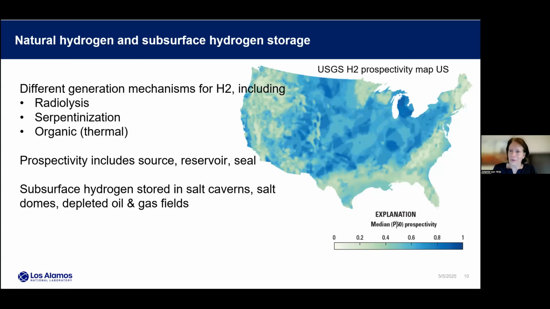Many rift zones on Earth, or portions of rift zones, may be good places to look for natural hydrogen or to store natural hydrogen underground. Subsurface hydrogen is stored at the moment, again, in salt caverns and salt domes mainly, because they're well understood and they provide great permeability.